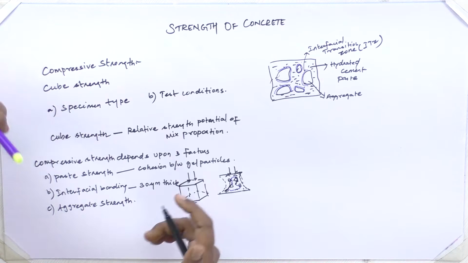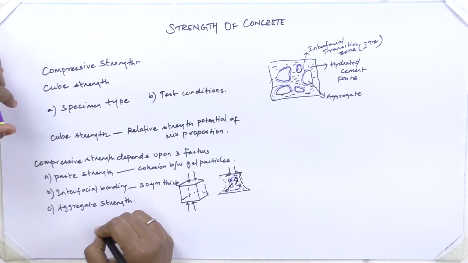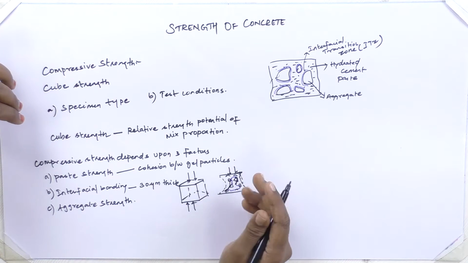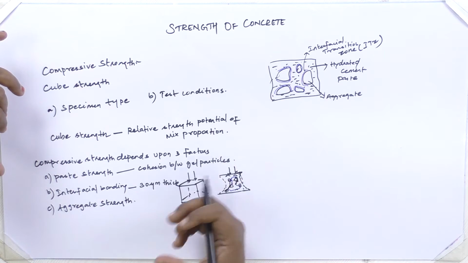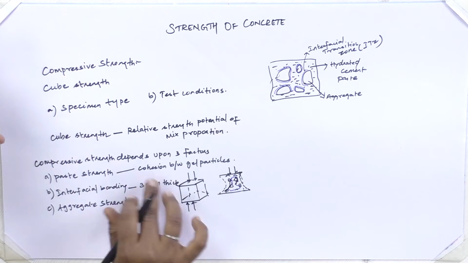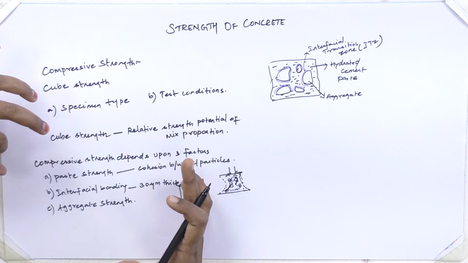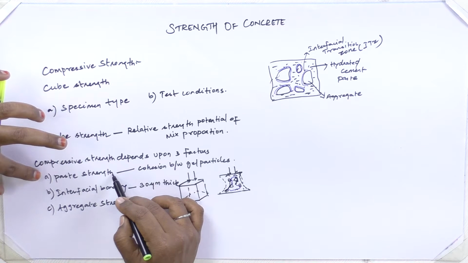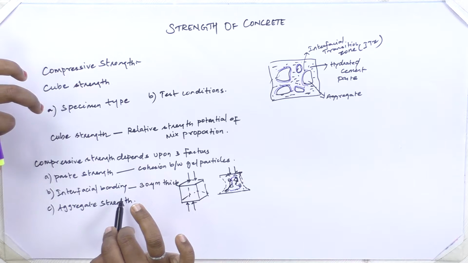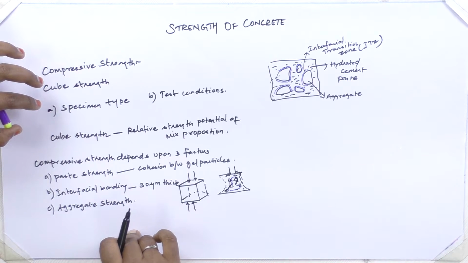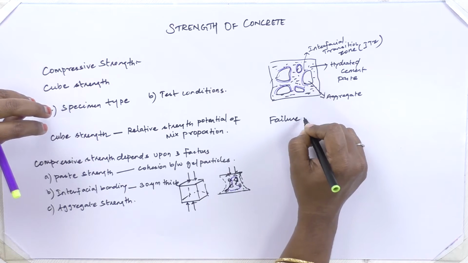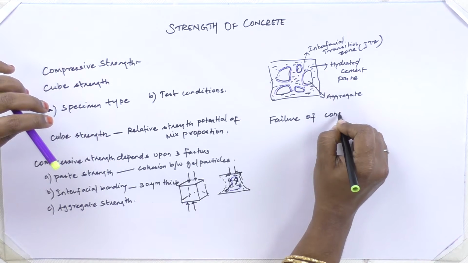Next, aggregate strength. This depends on how we are choosing the aggregates for the concrete making. Based on that, our strength values will vary. Either it will vary due to the paste strength, or because of the interfacial bonding, or because of the aggregates chosen. Next, failure of concrete.